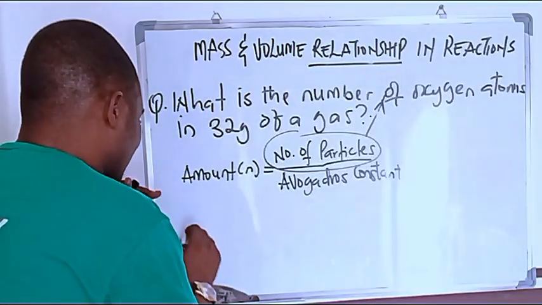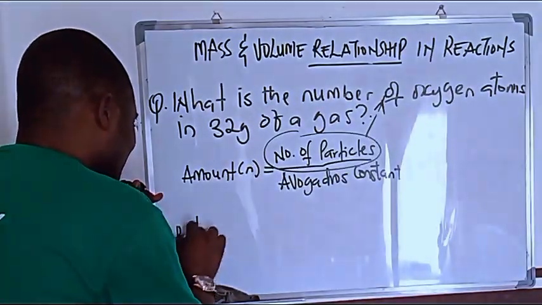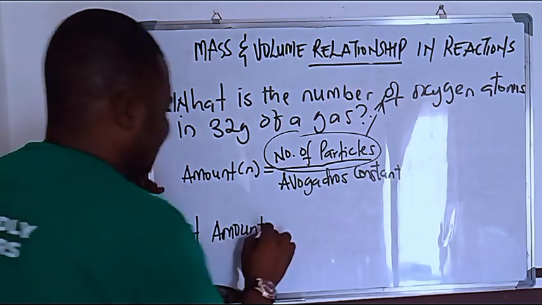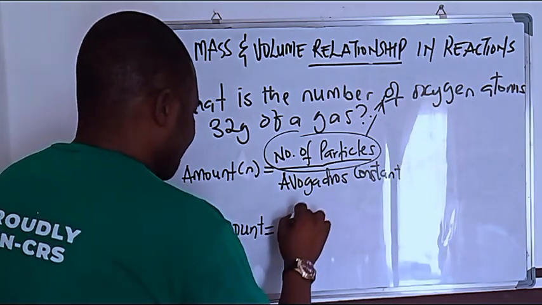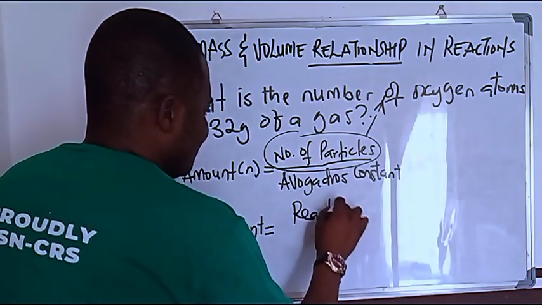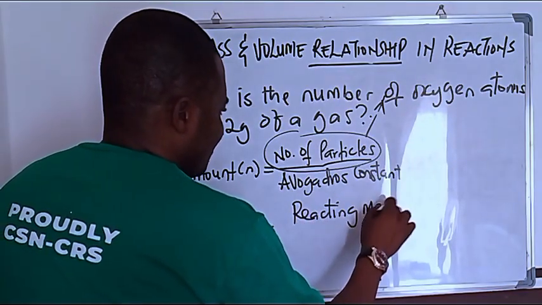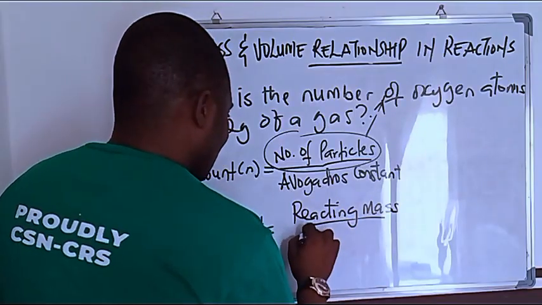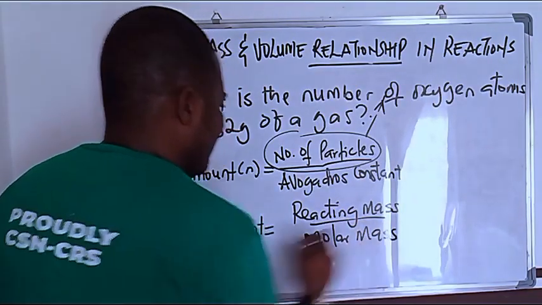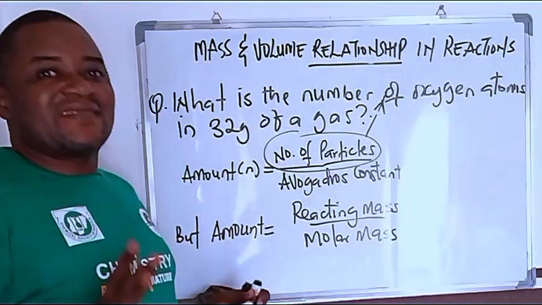So we will now say, but amount can also be defined as the reacting mass over molar mass. That is the second step.